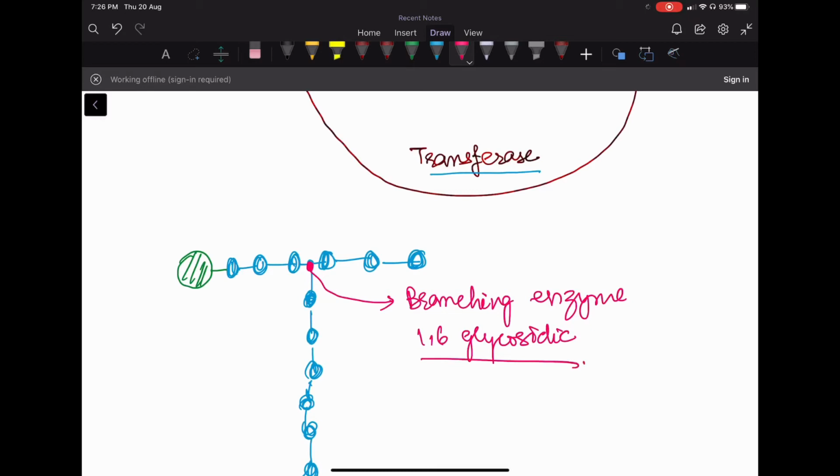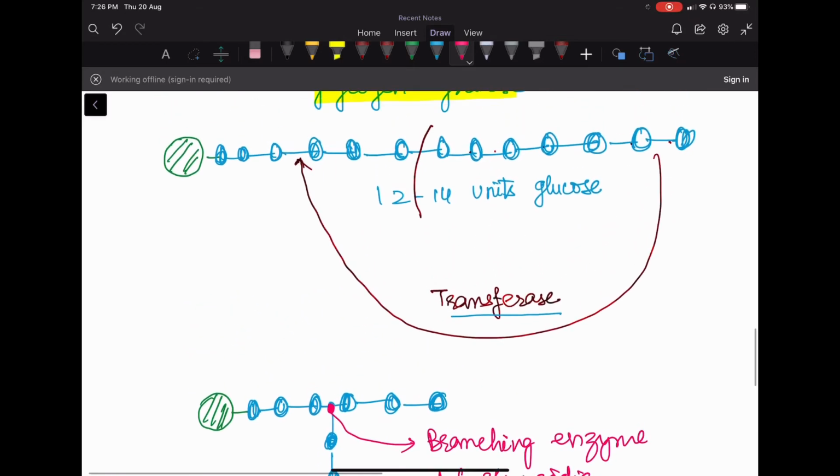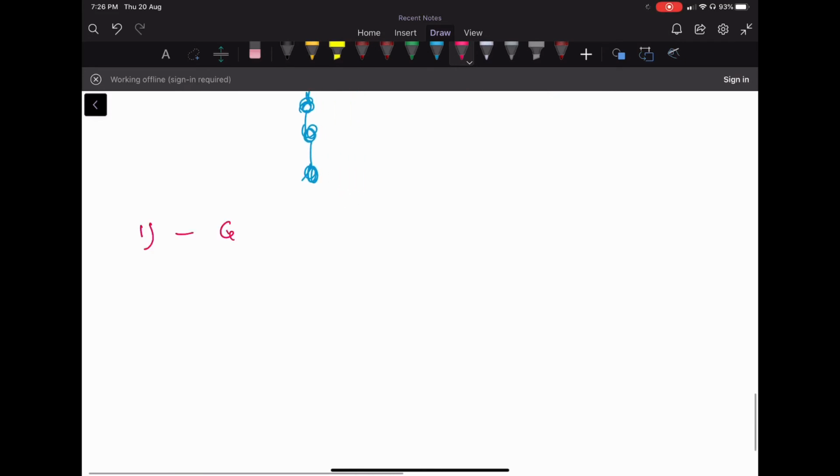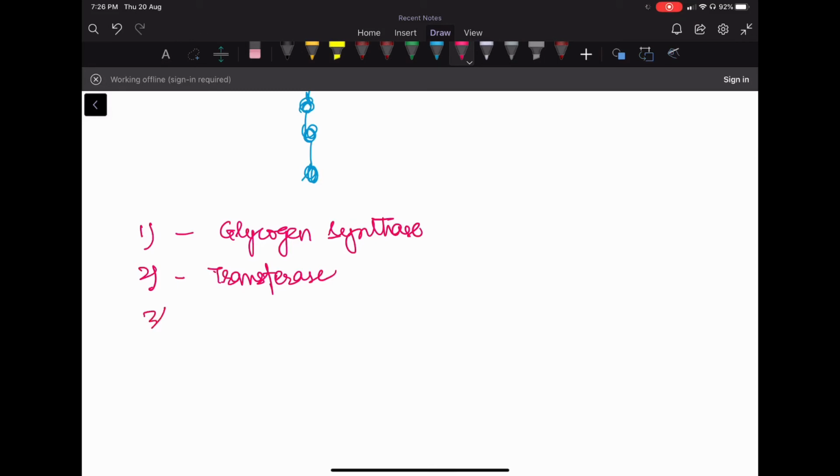So basically, in glycogen synthesis, three enzymes are used. First is glycogen synthase, the second enzyme is transferase, and the third enzyme is the branching enzyme. These three enzymes are required for the synthesis of glycogen.